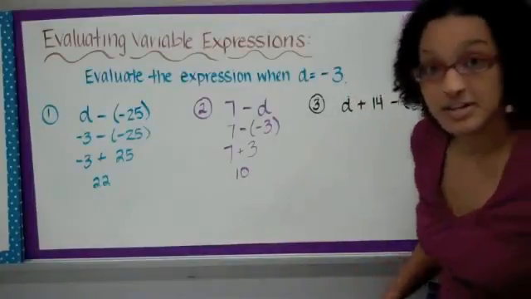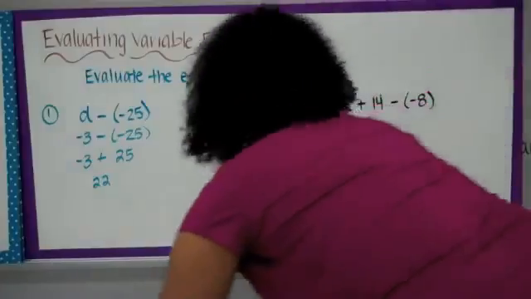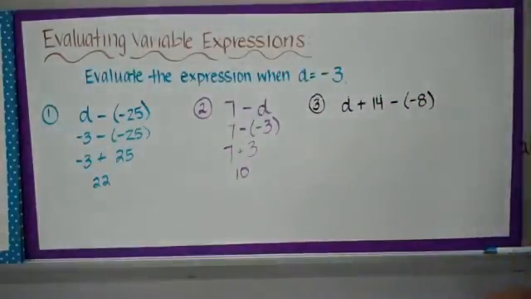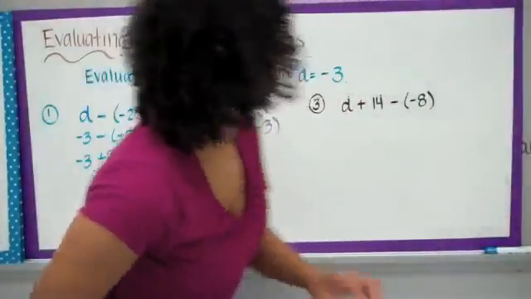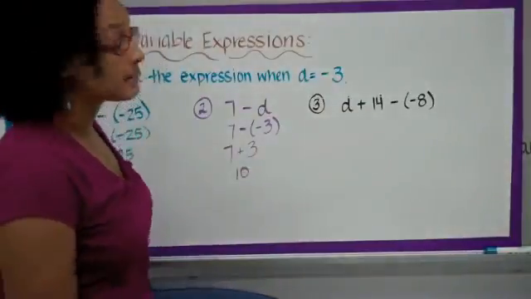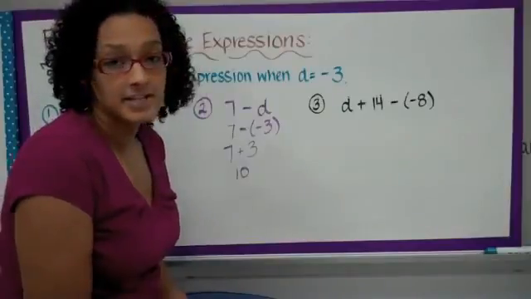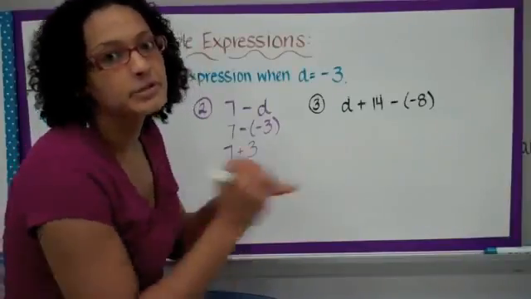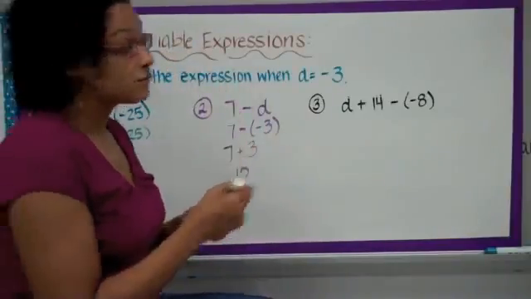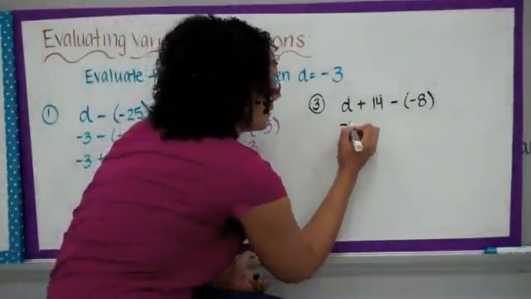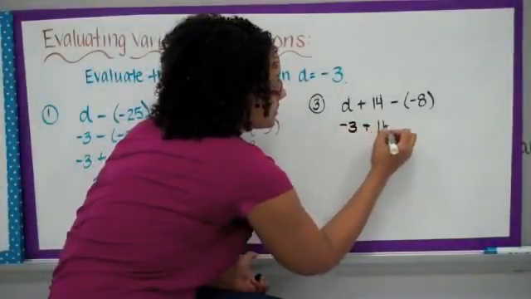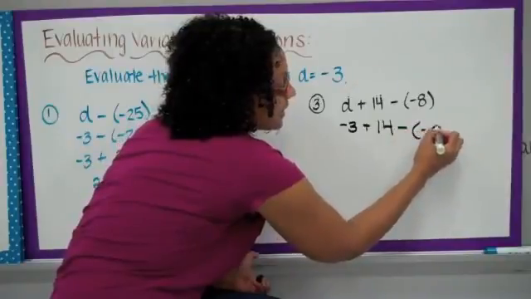And let me move over here. The last problem, I've got three numbers. d plus 14 minus a negative 8. I actually just lied to you. I have two numbers and a variable, but you know what I mean. Let's substitute first. Negative 3 plus 14 minus a negative 8.